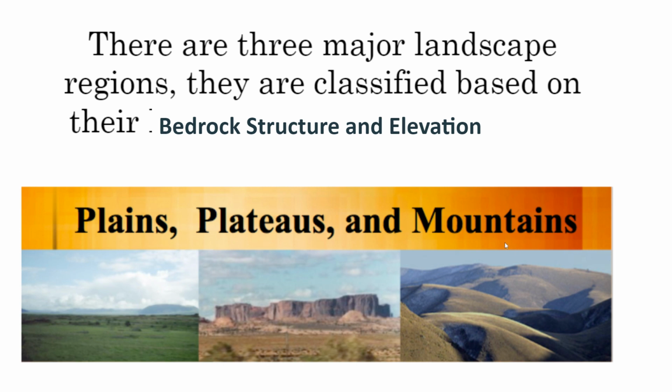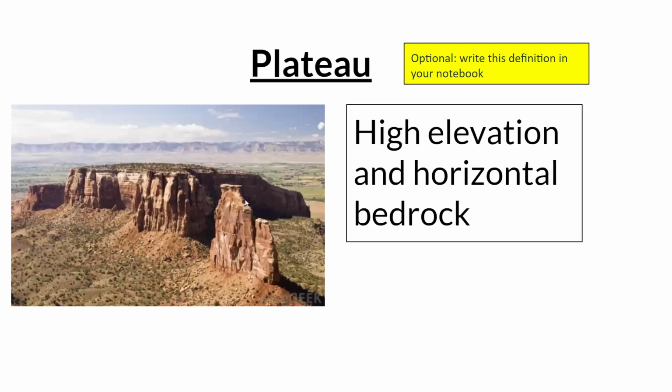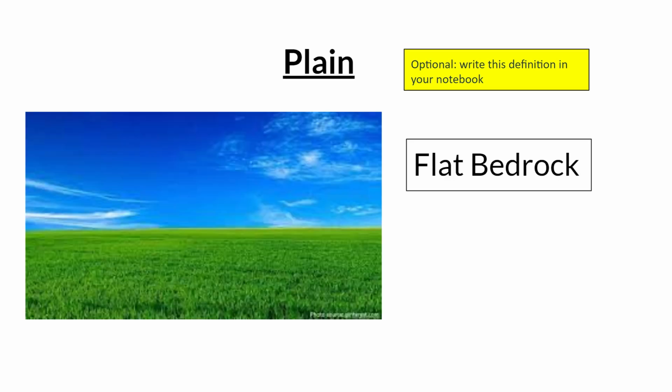Mountains are based off of folded or deformed bedrock. This is their bedrock structure. They're folded with steep slopes, but also they have high elevation. So we're using the structure of the bedrock and the elevation of the bedrock to classify landscapes. Plateaus are high elevation and horizontal bedrock. They are tall, but also the top is flat. And it's optional for you to write these definitions down in your notebook. Plains are flat bedrock, so no elevation, just flat bedrock.